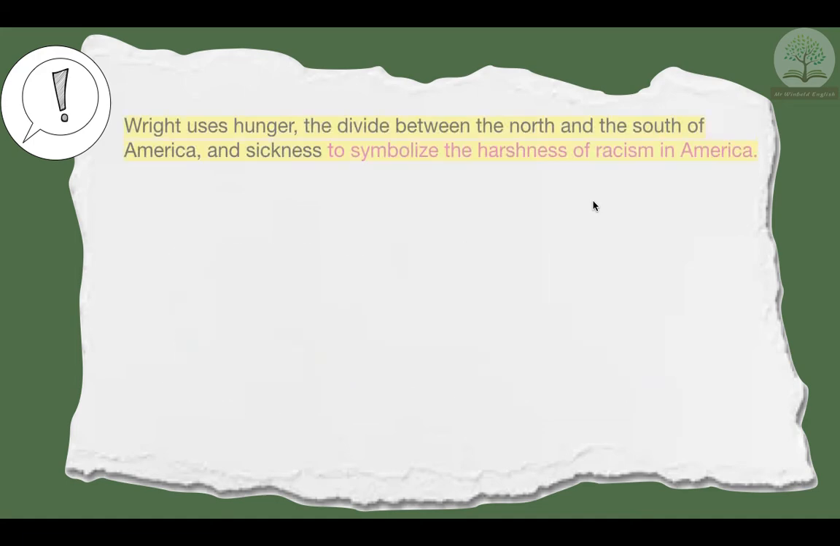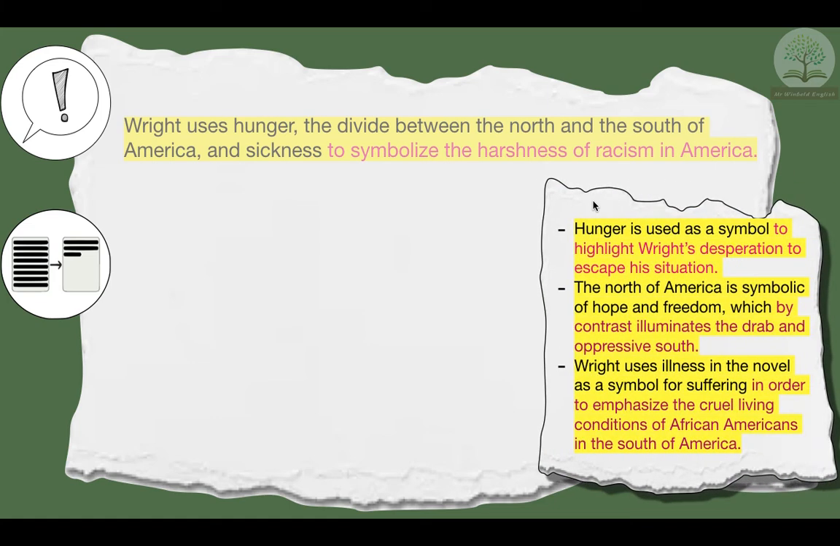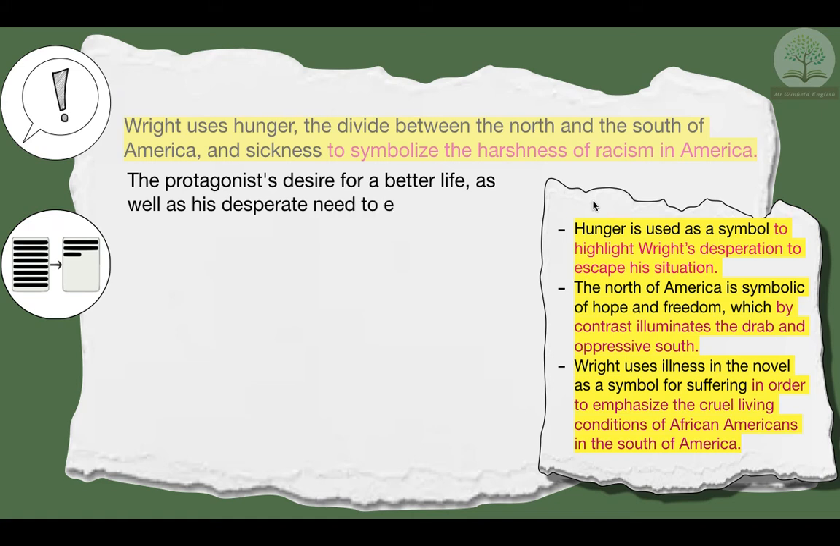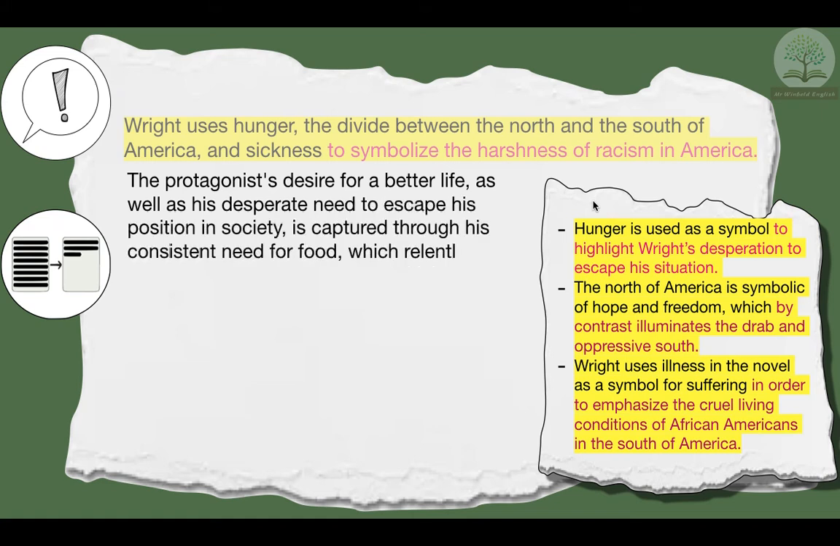Next, we want to summarize all the things that we have proven. So, the three things that we've proven are over here: the subclaims to our thesis statement from the body paragraphs of our essay, and we want to wrap all these up by concluding them in a brief summary. Perhaps we could write: the protagonist's desire for a better life, as well as his desperate need to escape his position in society, is captured through his consistent need for food, which relentlessly plagues him throughout the text.